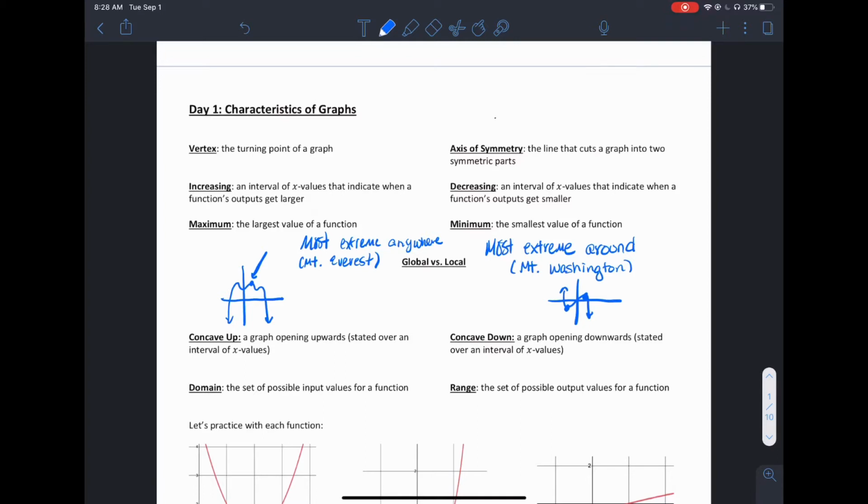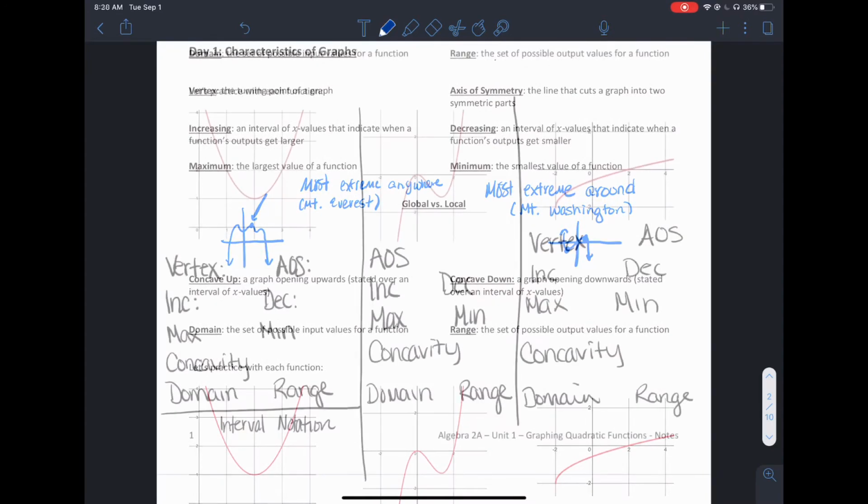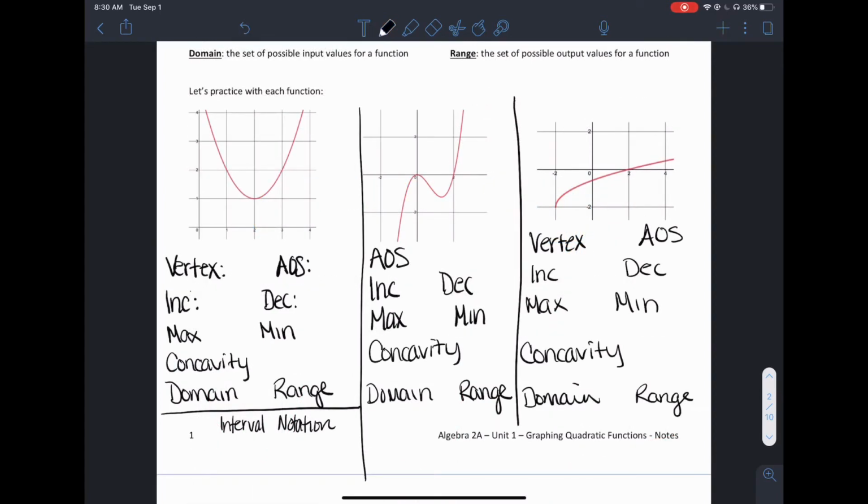All right, so I'm going to practice just using these set of words on these graphs down at the bottom. I kind of pre-set up my page here. Before I go over any of these vocab words and how we apply them to a graph, I want to talk about something called interval notation. It's how we're going to write answers.